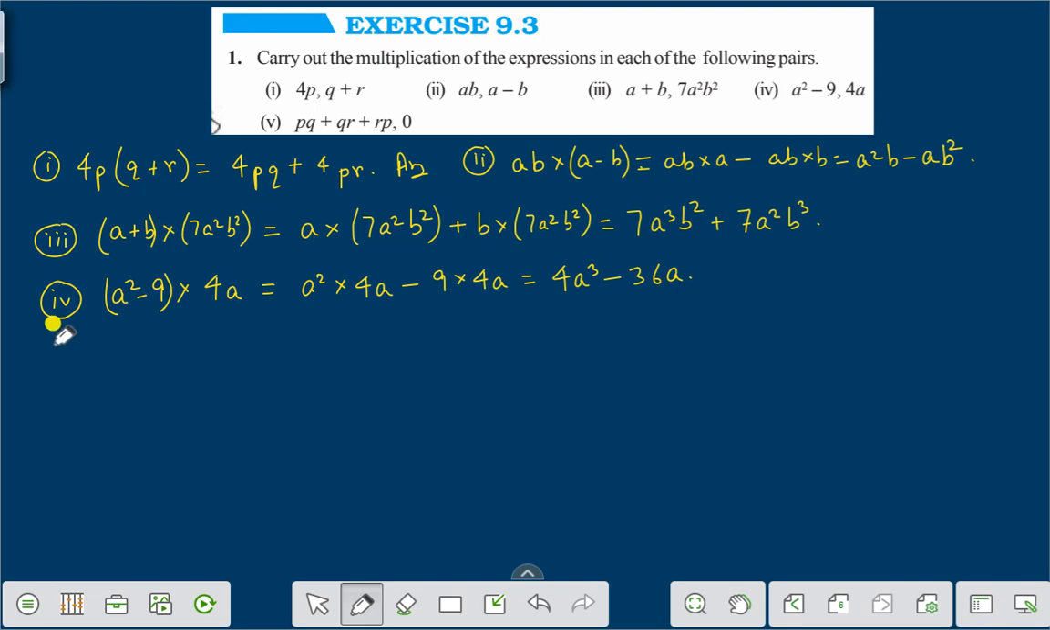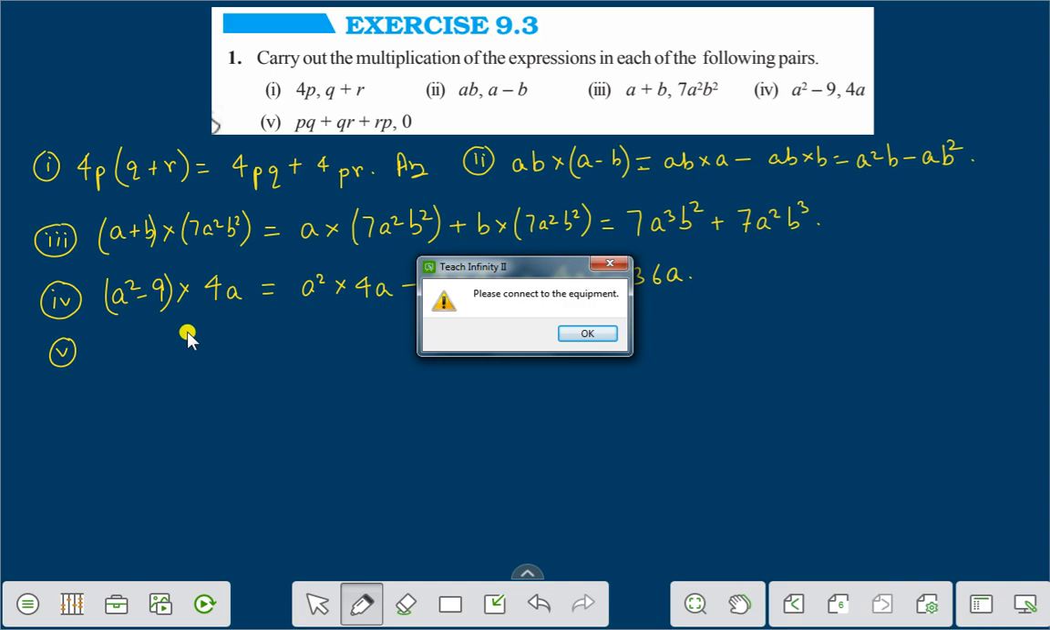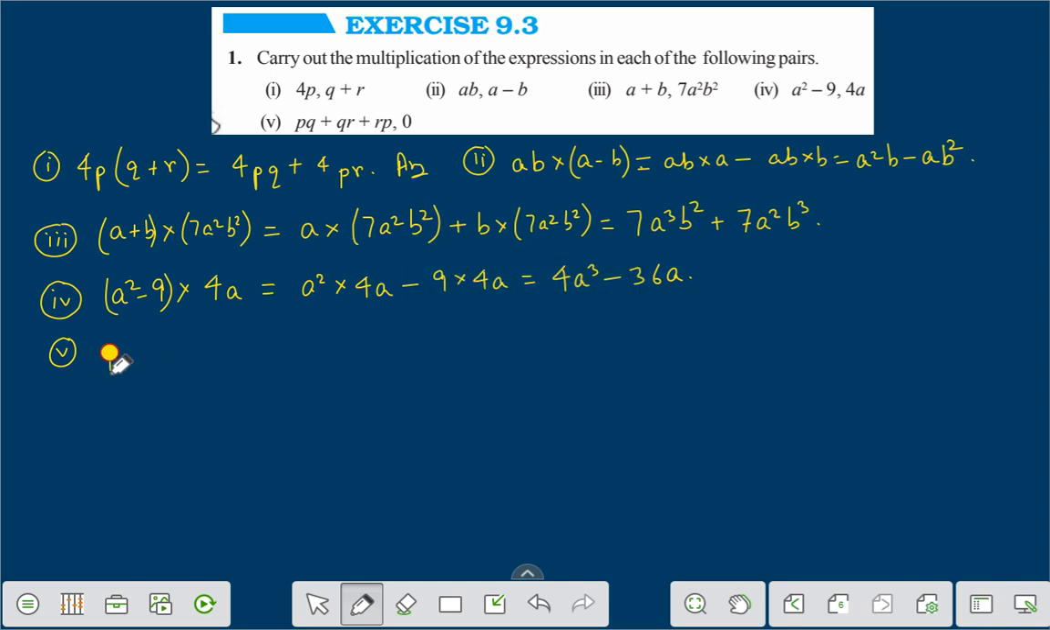Now question number 5. Question number 5 here you see is (PQ plus QR plus RP) into 0, and that comes to 0.